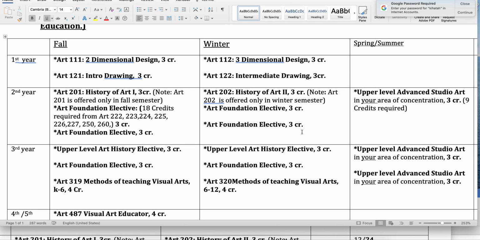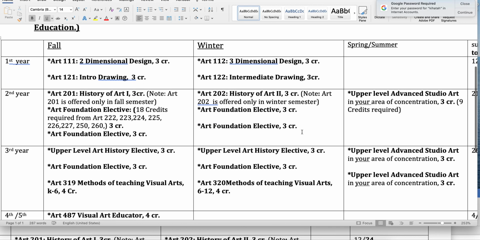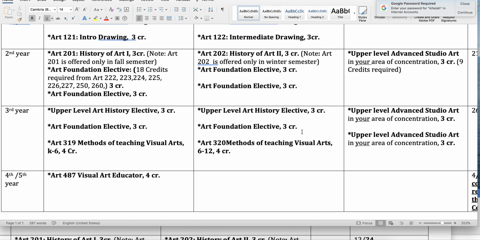So definitely 18, 20 credits, 18 to 21 credits, you're going to have to take every semester if you want to be a visual art education major and graduate in four years. Okay, so this will keep you busy.